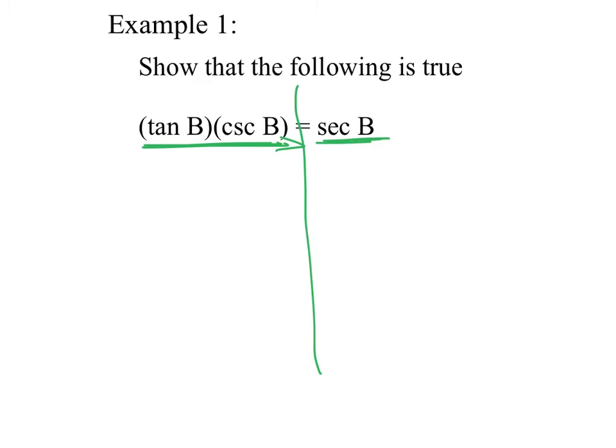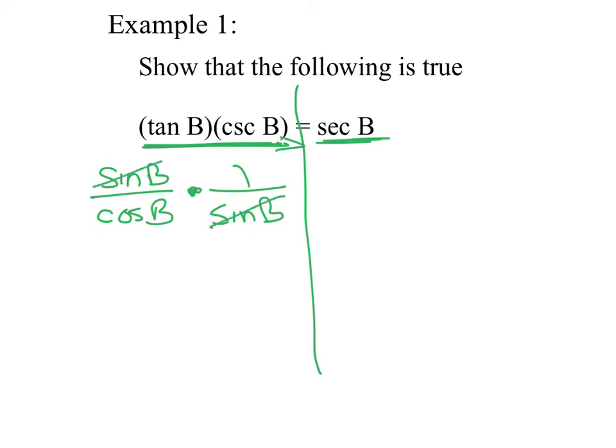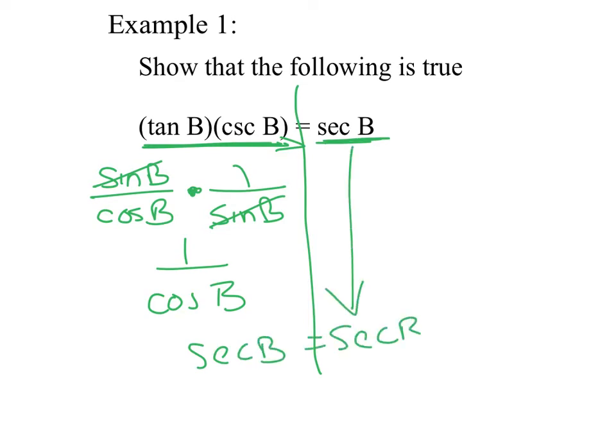So tangent of B, I'm going to put that in terms of sine over cosine. Cosecant is 1 over sine. So putting these two in terms of sine and cosine, remember they are being multiplied together. So when they're being multiplied, these two are exactly the same. So it would be sine B over sine B, which is 1. Those go away, and I'm left with 1 over cosine B, which is secant B. So our goal is to get one side equal to the other side. And that's it. So without switching sides.